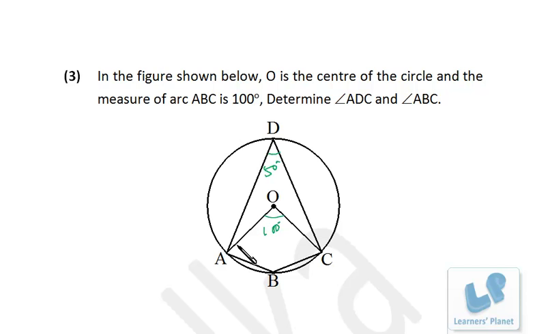The first thing. After that, A, B, C, D, all of them are on the circle. That means ABCD is a cyclic quadrilateral. If it is a cyclic quadrilateral, the sum of opposite angles must be 180. So if it is 50, it has to be 130. Right? So we have to find ADC. So ADC is 50 and ABC is 130. As simple as that. Okay.